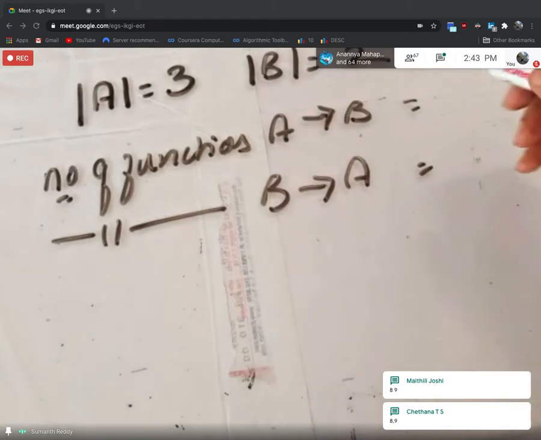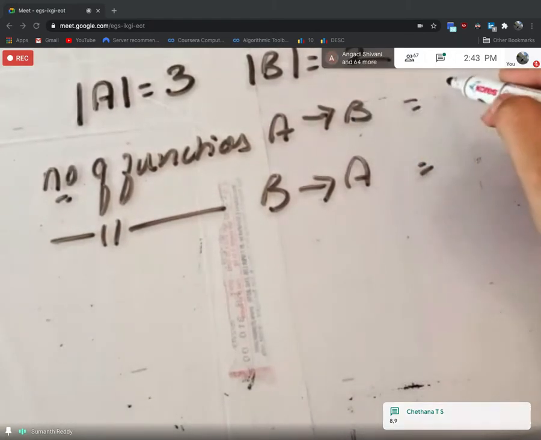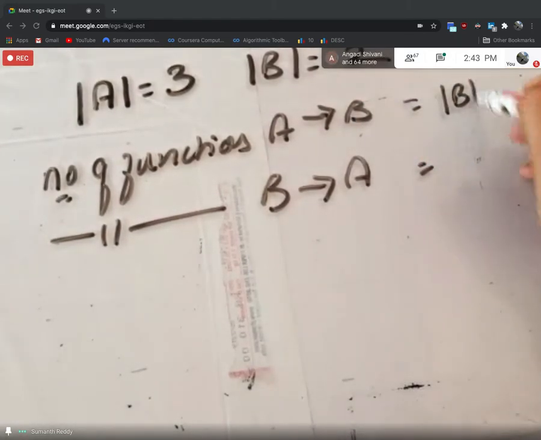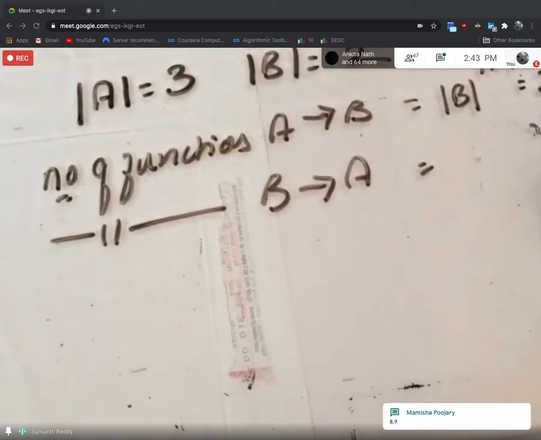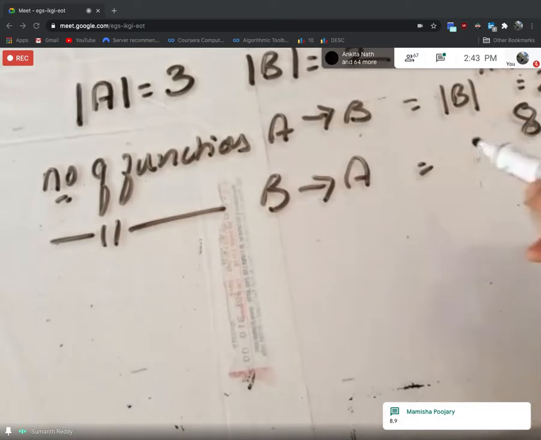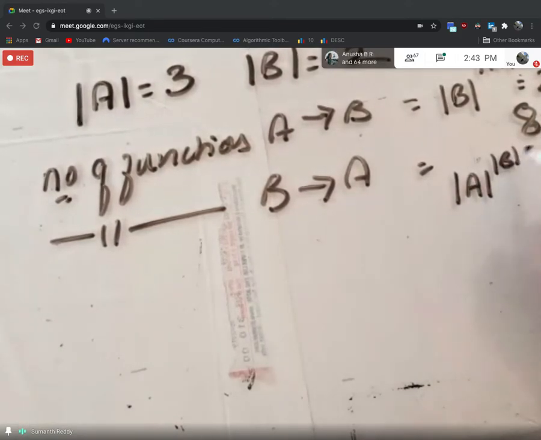Okay, so the total number of functions from A to B is the number of elements in the set B to the power of the number of elements in the set A. So that is equal to 2 power 3, which is equal to 8. Very good. Similarly, this will be equal to the number of elements in the set A to the power of the number of elements in the set B. That will be equal to 3 power 2, which is equal to 9. Okay. Very good. So this question we have easily solved.